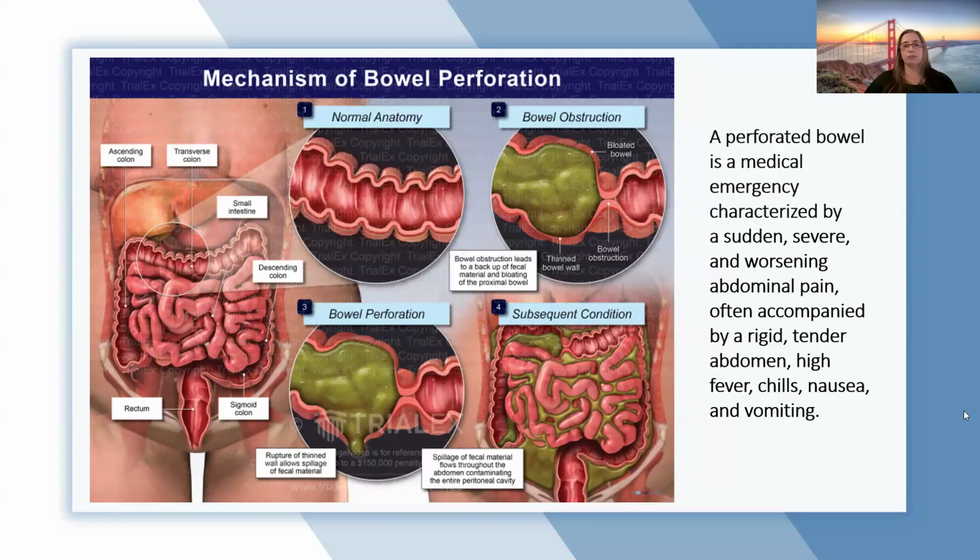So these are just conditions that we want you guys to be aware of because we want to make sure that you're ready and prepared to seek help if something like this happens.